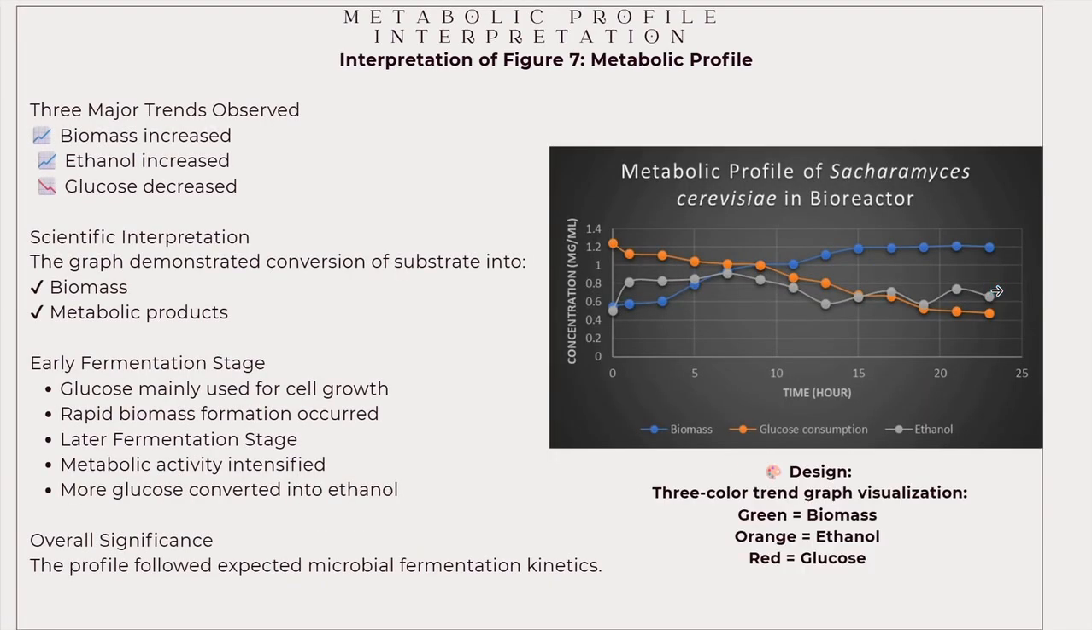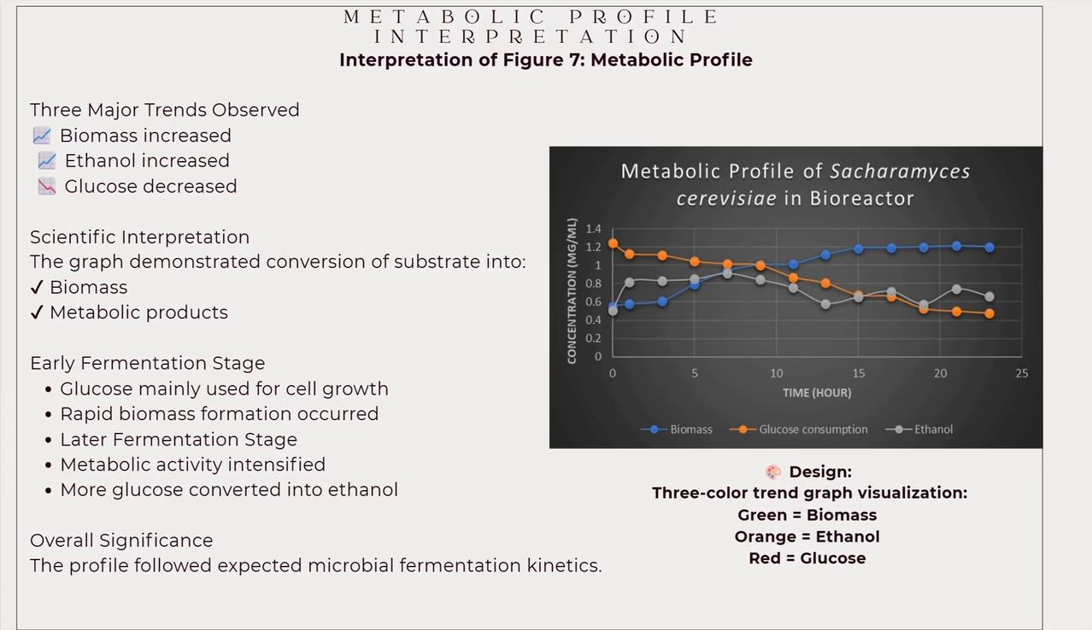And now, let's look at Figure 7, which illustrates the overall metabolic profile of Saccharomyces cerevisiae throughout the fermentation process. The graph shows that the biomass concentration and ethanol concentration increase continuously, while glucose concentration decreased progressively over time. These metabolic relations confirm that glucose was actively converted into both cellular biomass and ethanol during fermentation.